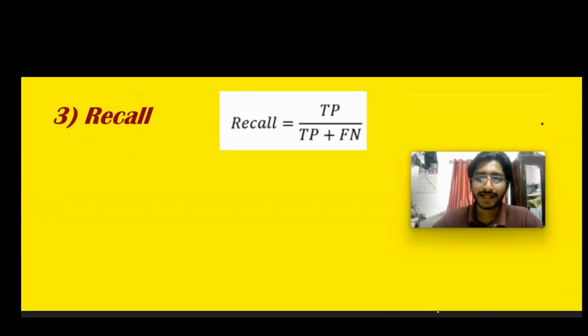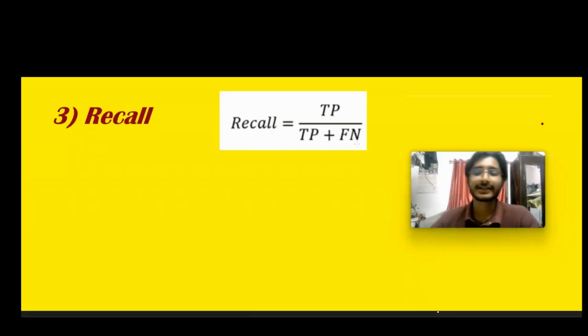Now let's move towards the next evaluation metric, named recall. Recall is defined as the true positive divided by true positive plus false negative. So what does recall tell us? Recall answers the question: out of all the actual spam emails, how many did our model successfully detect? If recall is high, it means the model is good at capturing positive cases.